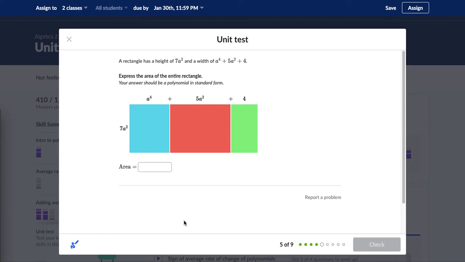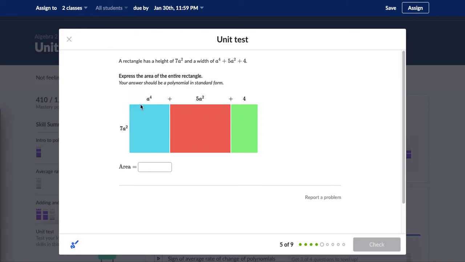Okay, moving on, we're looking at multiplying polynomials now. As you might recall, areas are calculated with multiplication, base times height. In this case, we've got 3 rectangles, and each rectangle is given as a base times height. So we've got 7a squared times a to the 4th, 7a squared times 5a squared, 7a squared times 4. So that's what we've got going on in this rectangle.